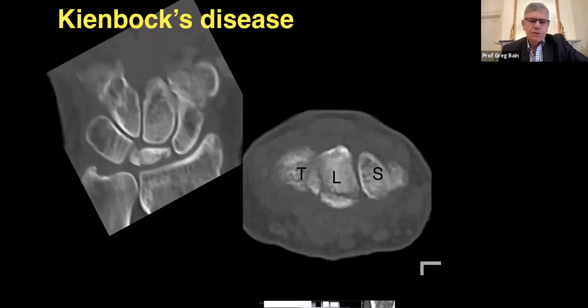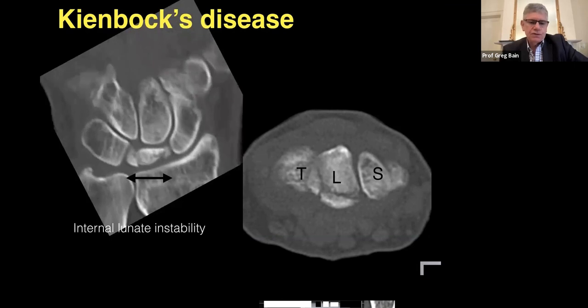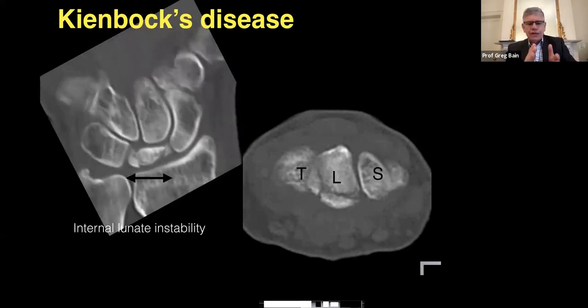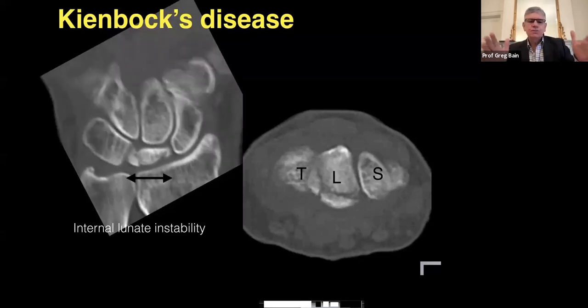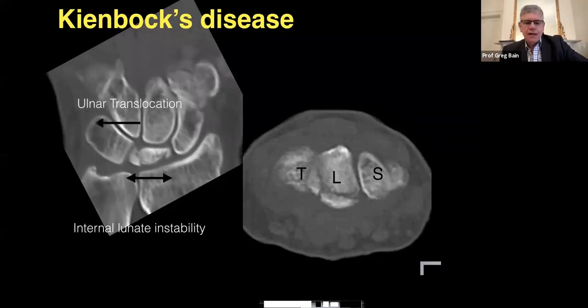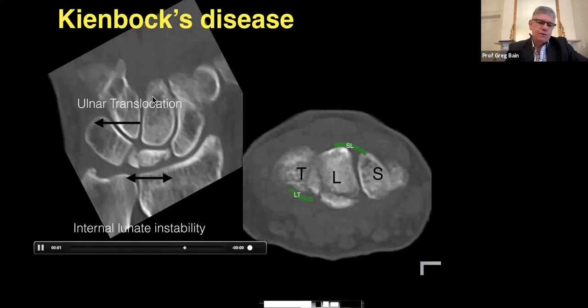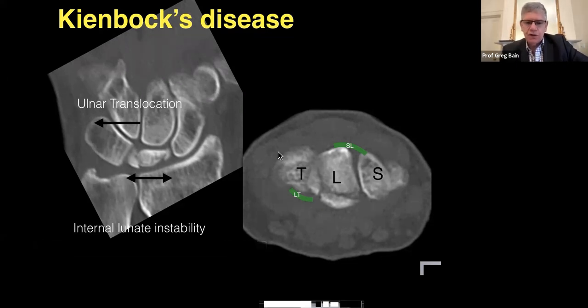The other thing that's interesting is if we have a look at this example on the top left, how the lunate moves backwards and forwards in this four-dimensional CT, we think of this as internal lunate instability. So the instability is within the lunate itself. And we can see that the capitate is sitting more ulnar than it should be, and in fact, there's of the lunate as well. So there's some ulnar translocation of the carpus. And we've seen examples where the triquetrum is sitting completely on the ulnar styloid.